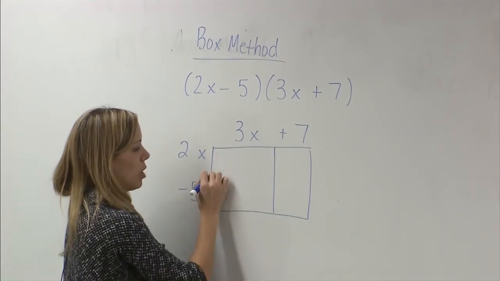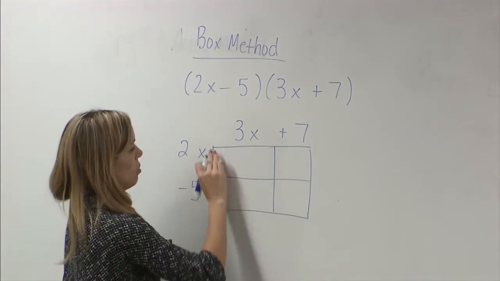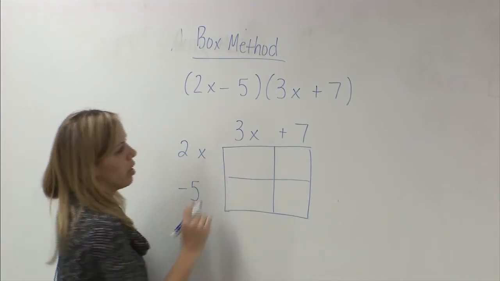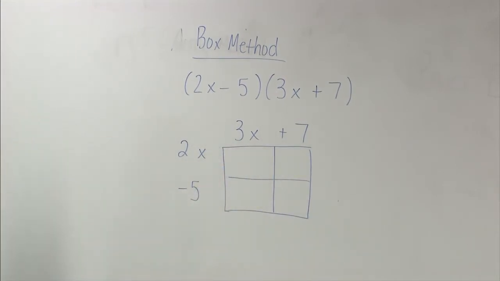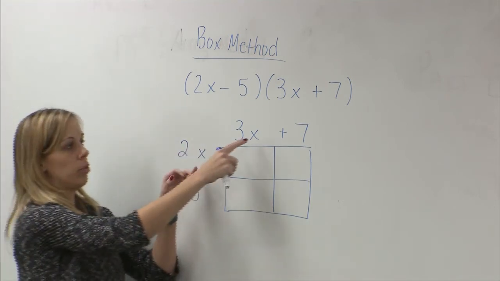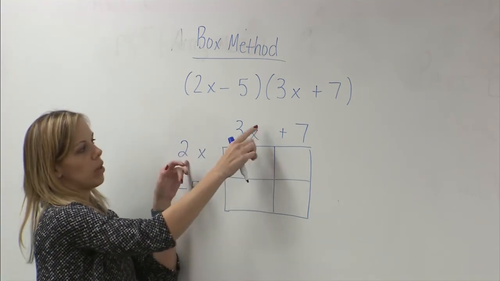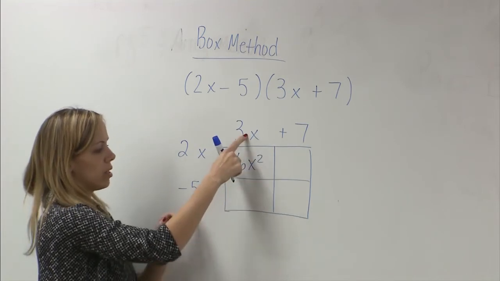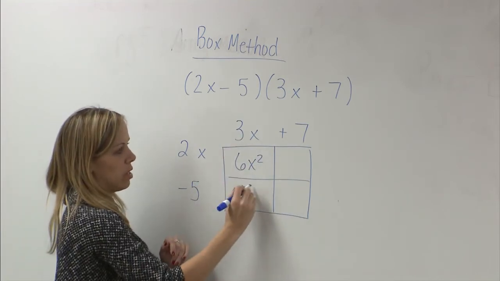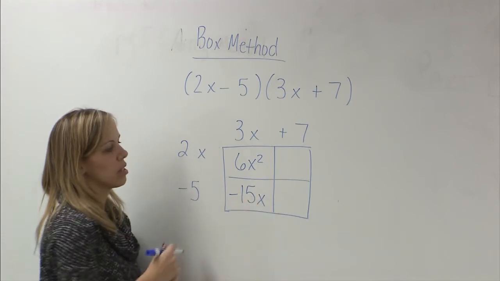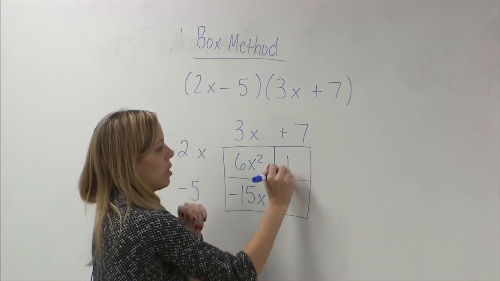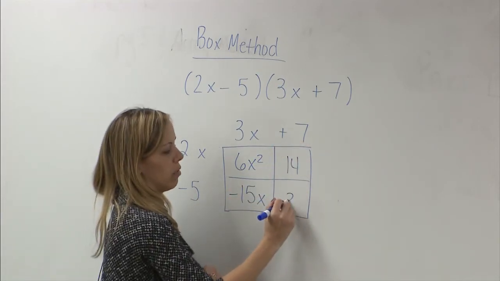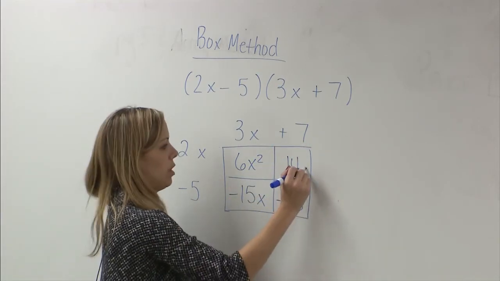And so just like we've done in the other ones, my box is really uneven. There we go. Just separate each term, and then they'll go through and multiply each term. So 2x times 3x gives us 6x squared. 3x times a negative 5 gives us a negative 15x. 2x times 7 is 14x. And then negative 5 times 7 is negative 35. Oop, I forgot the x.